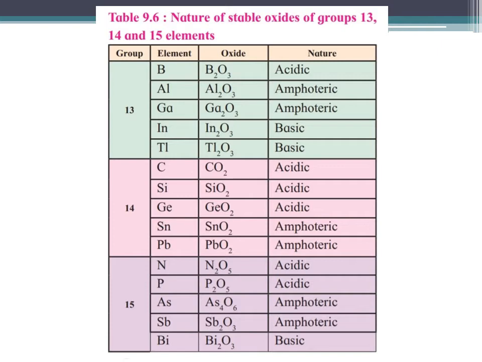Now if you see group 14, you can see that the first three oxides exhibit acidic nature, then the next two exhibit amphoteric nature. Talking about group 15, the first two exhibit acidic nature, then amphoteric nature, and the last, that is bismuth, exhibits basic nature. So in this way, the oxides and their nature will vary from acidic to amphoteric to basic.